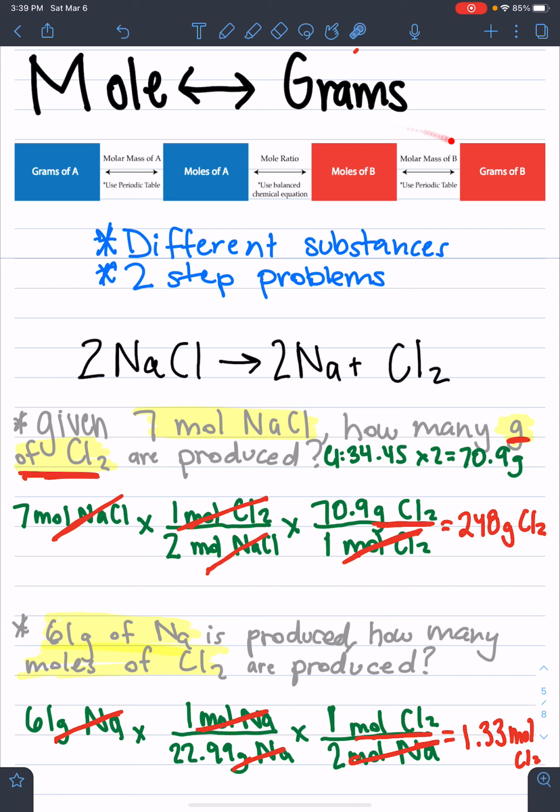Alright, so hopefully this image up here helps you guys as you're going from one thing to a different thing to a different thing. You can use this image. You can use the different ratios that it tells you to use in between them.